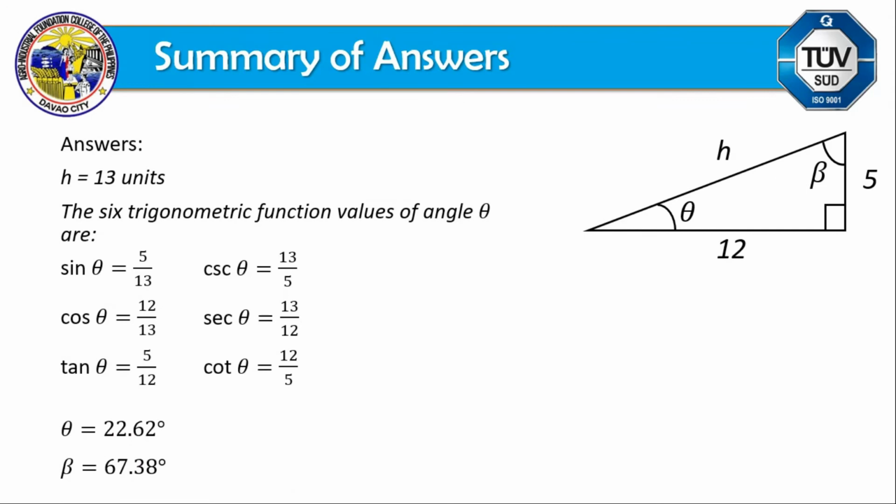Okay? Now, the summary of answers. So yung H, nakuha natin kanina, 13 units through Pythagorean theorem. Yung 6 trigonometric functions, nakuha natin gamit yung SOHCAHTOA at saka Shakaw. Then yung theta nakuha natin gamit yung inverse trigonometric function, whether it's arc cosine, arc sine, arc tangent. At yung beta, which is equal to 67.38 degrees. Okay?